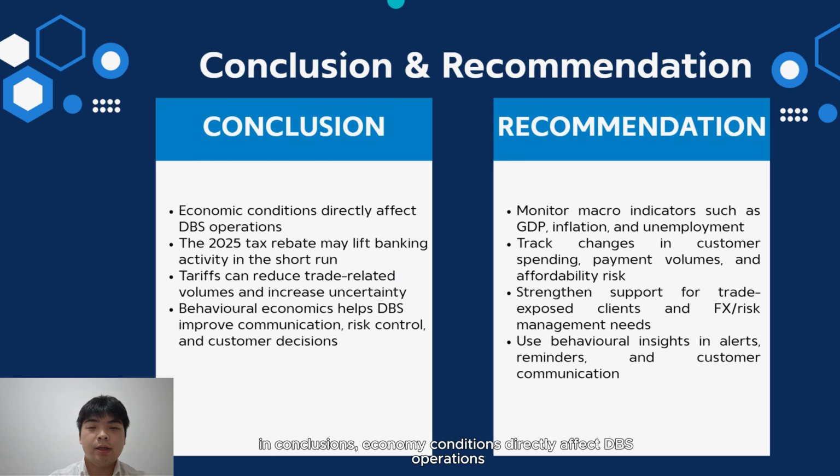In conclusion, economic conditions directly affect DBS operations. Macroeconomic indicators influence lending, payments, customer affordability, and credit risk. The 2025 tax rebate may lift banking activity in the short run, but the effect is temporary. Tariffs can reduce trade-related volumes and increase uncertainty. Behavioral economics helps DBS improve communications, risk control, and consumer decisions.